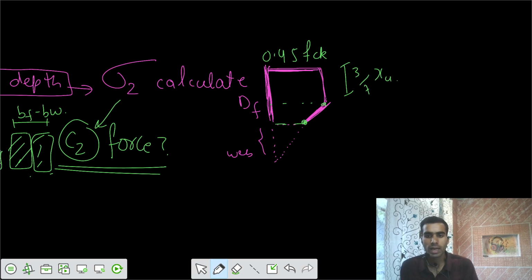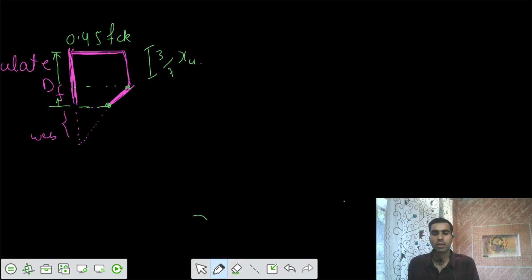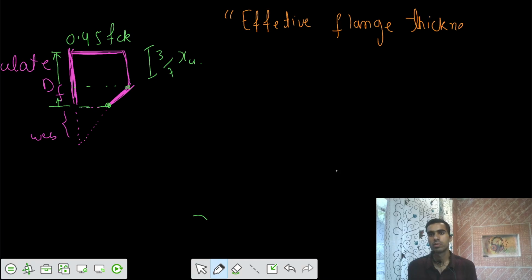So to account for that effect, let's say this is DF. To account for this effect, we have the concept of effective depth of flange. We call it effective flange depth, effective flange thickness. That we represent as YF. And its equation is that this equals 0.65 DF plus 0.15 XU.